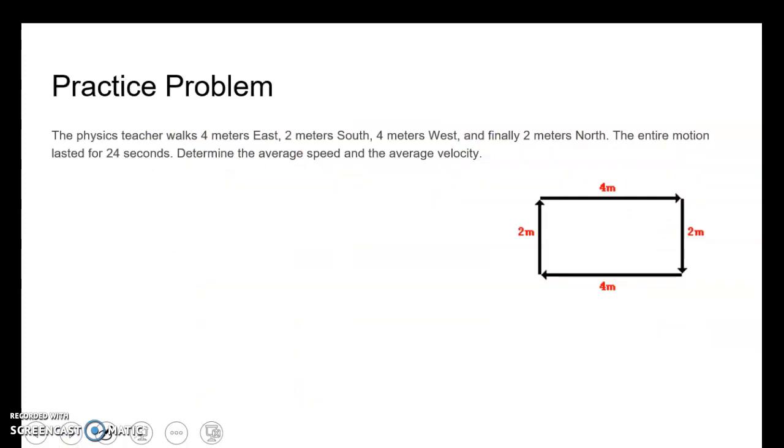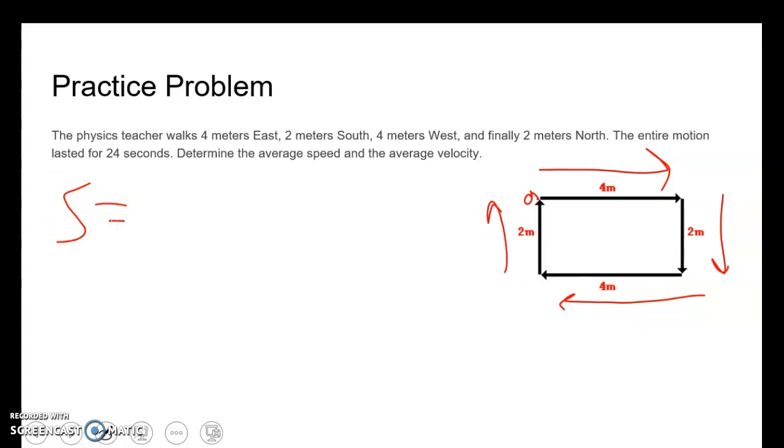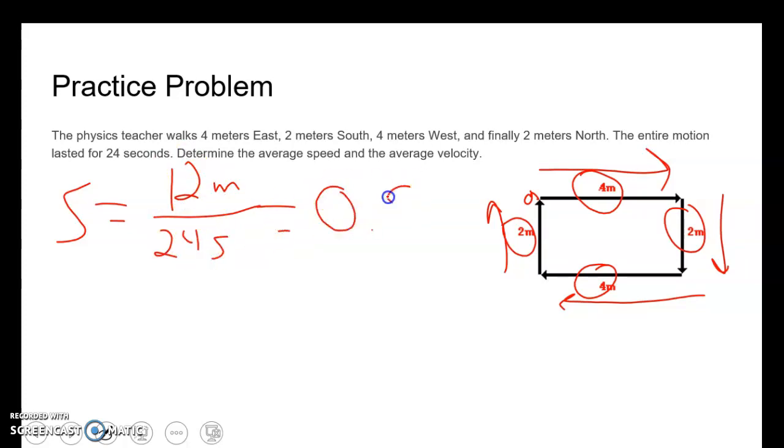So, physics teacher walks 4 meters east, 2 meters south, 4 meters west, and finally 2 meters north. The entire motion lasted 24 seconds. What is the average speed and average velocity? So we start here, and we went here, here, here, and here. So when we talk about speed, it's total distance traveled, which is 4 plus 2 plus 4 plus 2. So it goes 8 and 4, 12 over 24 seconds, which means we have 0.5 meters per second for my speed.